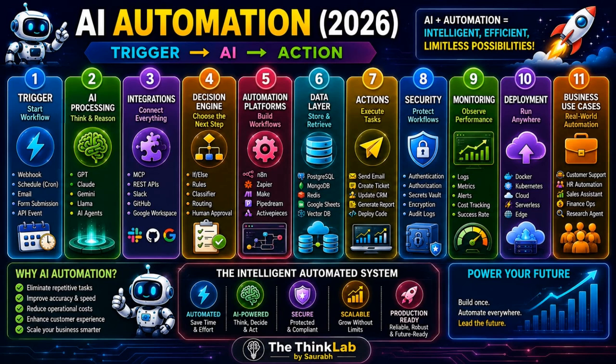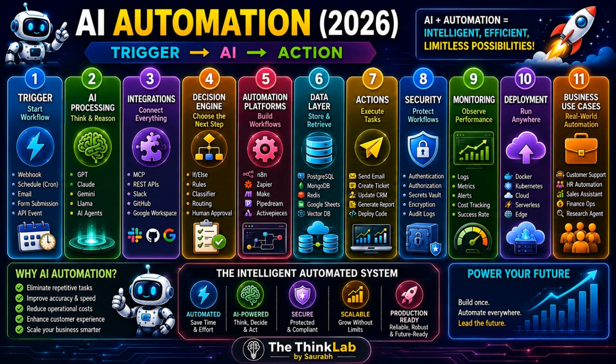The seventh one is the action. We have to now execute the task. Now comes the result. The system takes actions like sending an email, updating the CRM, creating a report, or deploying the code. This is where the real work happens.